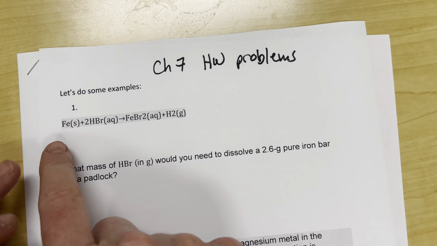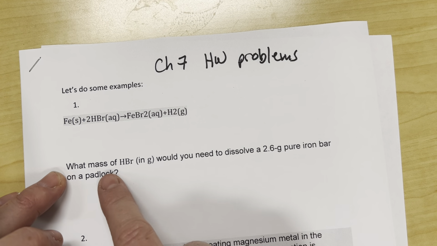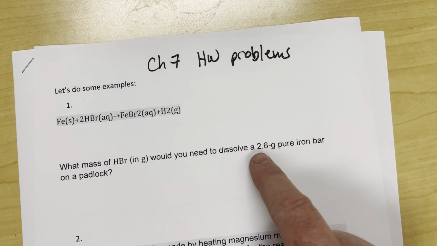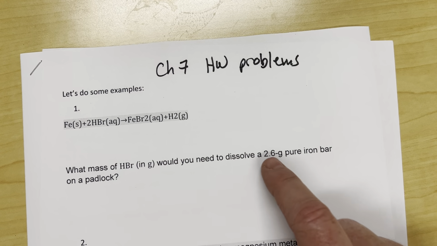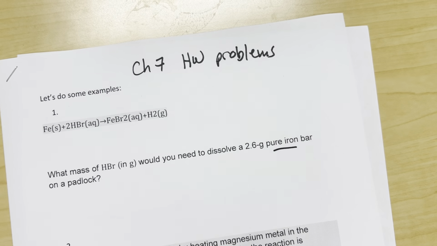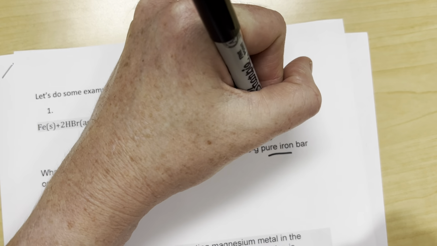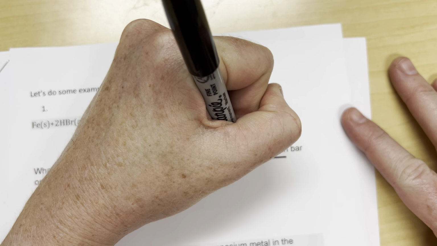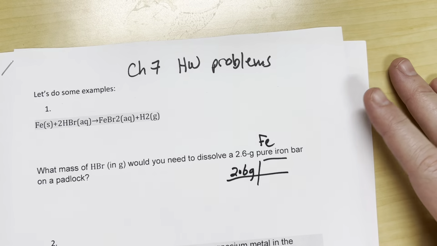It gives you a reaction. It says, what is the mass of HBr you would need to dissolve this? The first thing we do anytime we see grams is we turn it into mole, right? So this is grams of pure iron. What that means is it's only made up of iron. So step number 1, let's take that grams and let's turn it into mole.